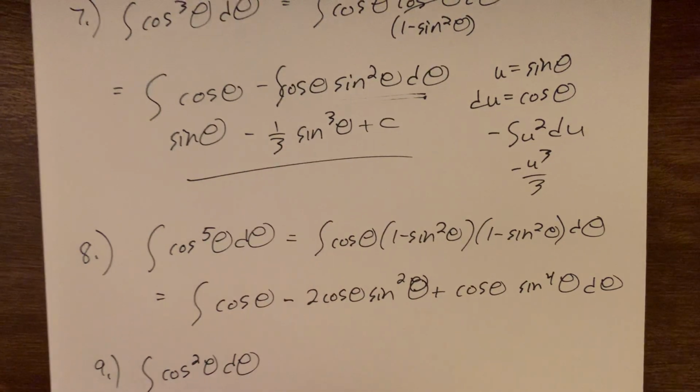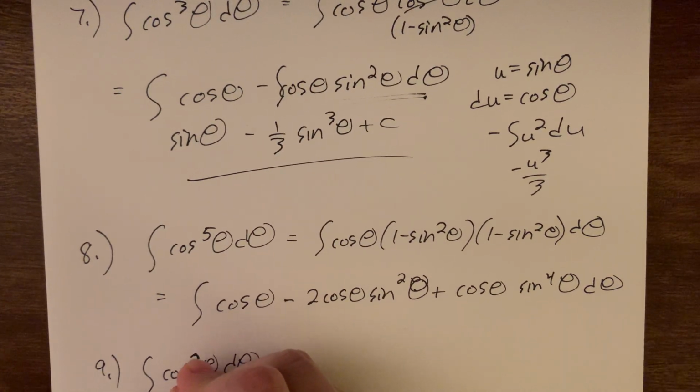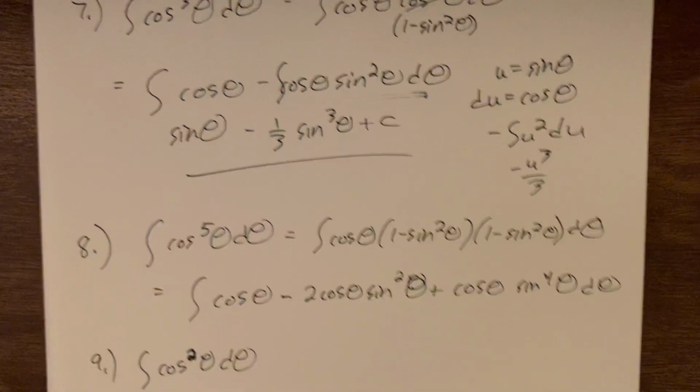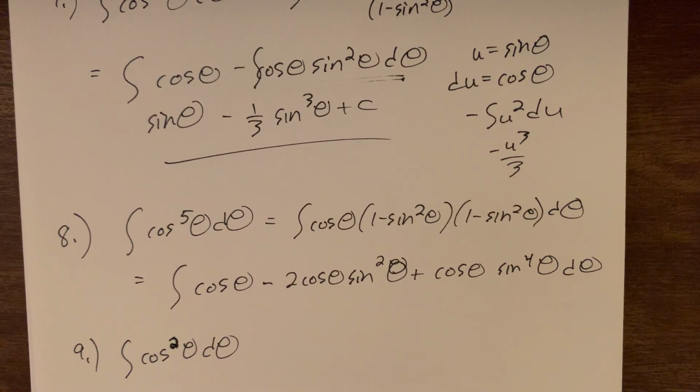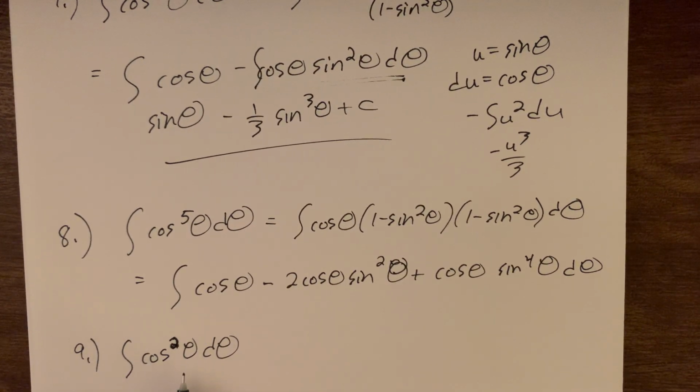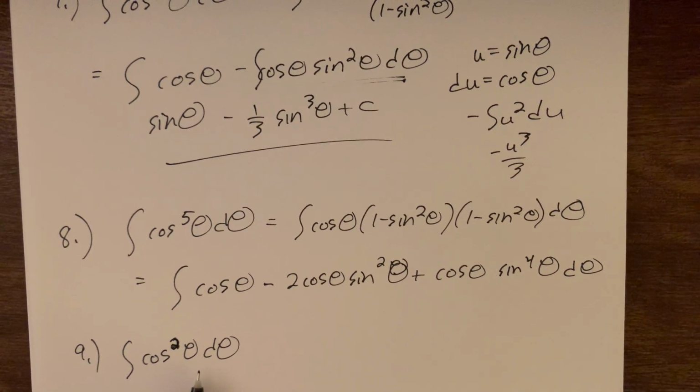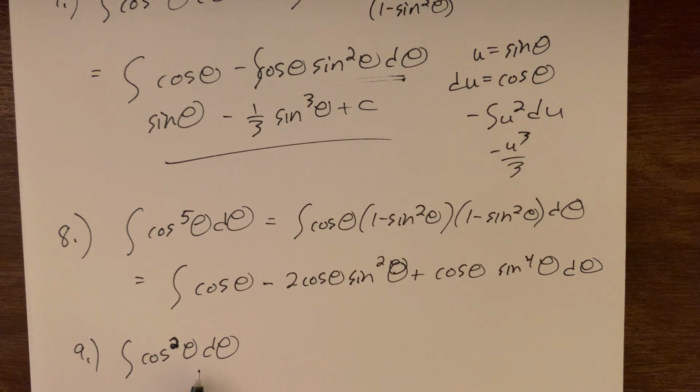what happens if they're only even exponents then? Now we just need a different identity. The book does this, I think it's example 3 in the book, does it with sine squared. I'll just show you with cosine squared. It's almost the same thing. It's just a different formula.